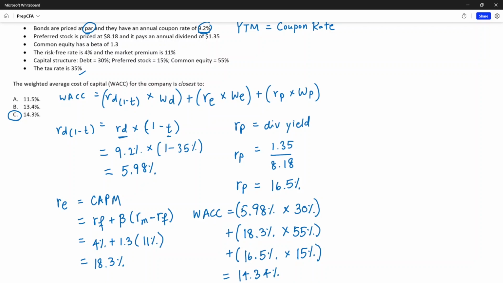And that is how we calculate WACC when we are given information about the capital weights and the bond yield and the common equity, the beta and the risk-free rate, as well as the market premium.